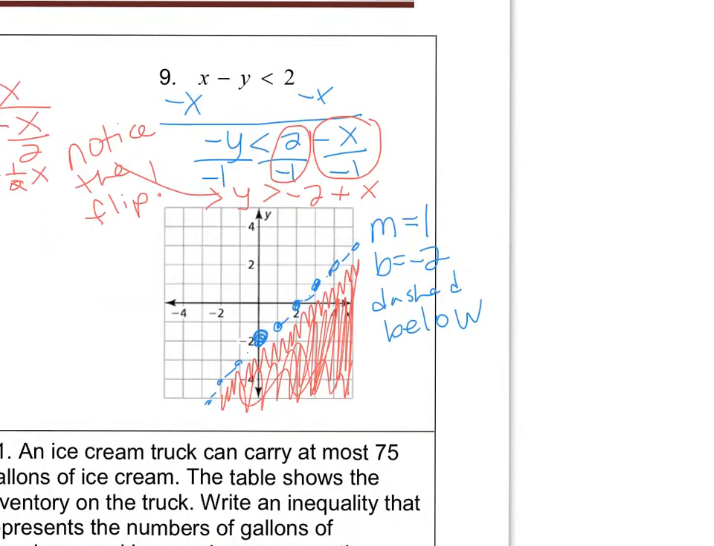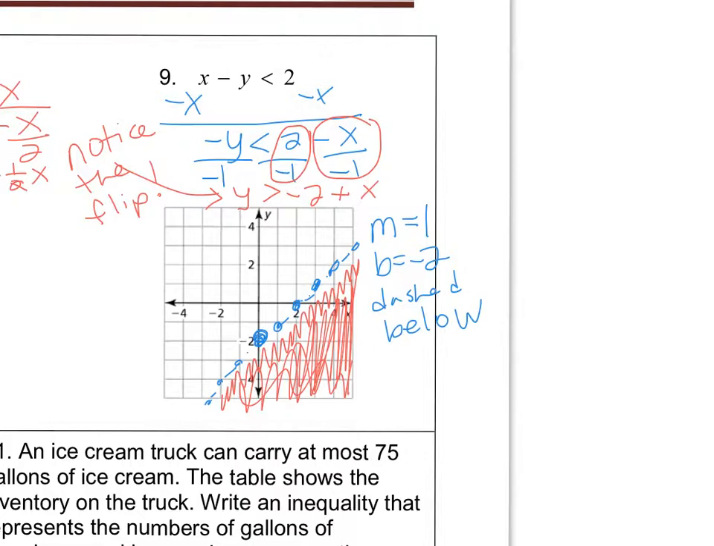The biggest thing to do on number 9 is when you end up with a negative y is less than 2 minus x, this negative y is not what we're solving for, so you still have to divide everybody by negative 1. That invokes our rule about flipping the inequality, so we end up with y is greater than negative 2 plus x.